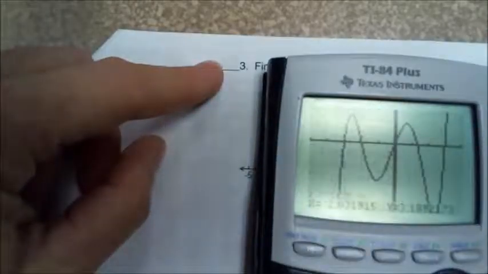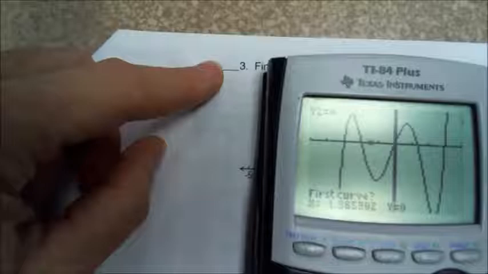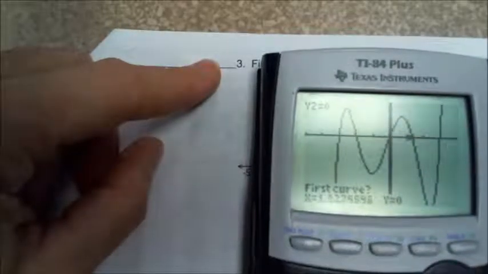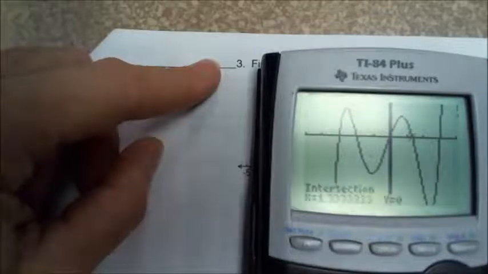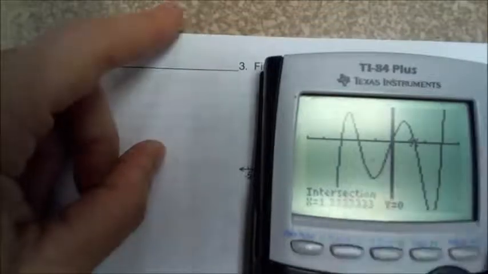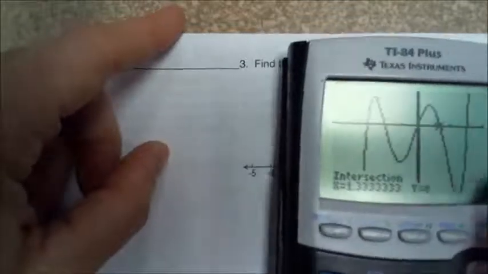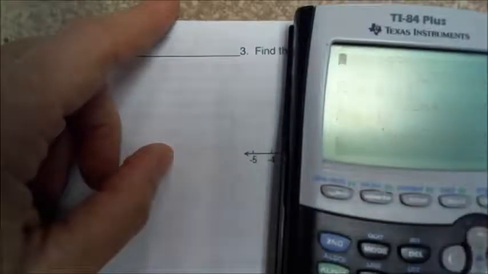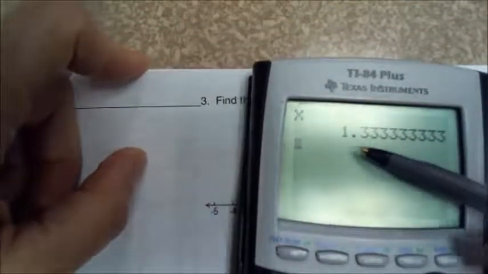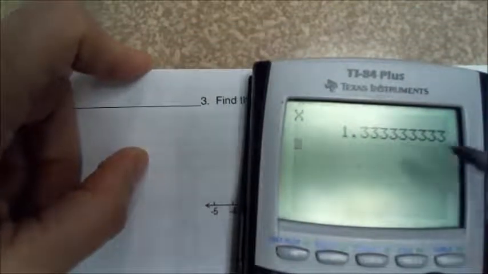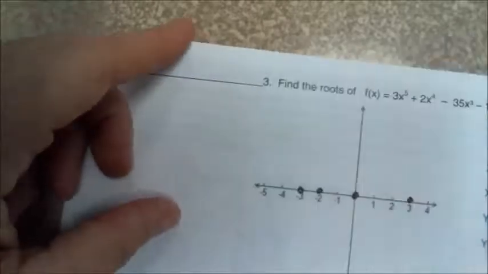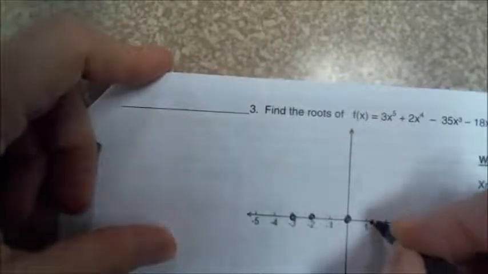Second, calc, intersect. Speed across. Enter, enter, enter. Oh, 1.33333333. That's 1 1/3. That's 4/3. If I second quit out of there, if I press the X button, it'll tell me what X is equal to from my previous command. So that's what our X value is from the home command. I'm going to do a math frac. Oh, that's 4/3, which is right there.